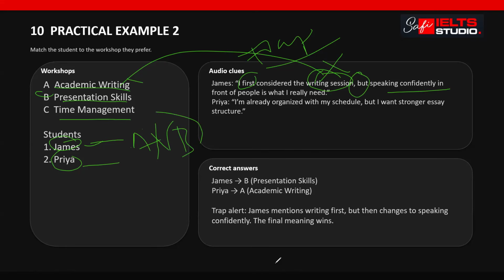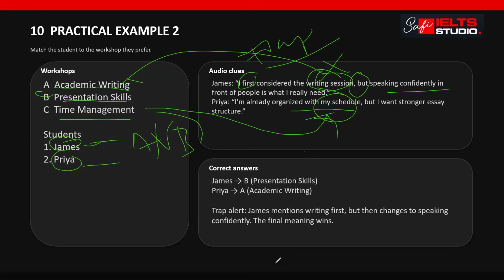Then it's about Priya. "I'm already organized with my schedule." Did she say anything about my schedule? So now what if someone just straight away goes with time management? Clear? Time management. Then what if you don't follow the speaker fully?